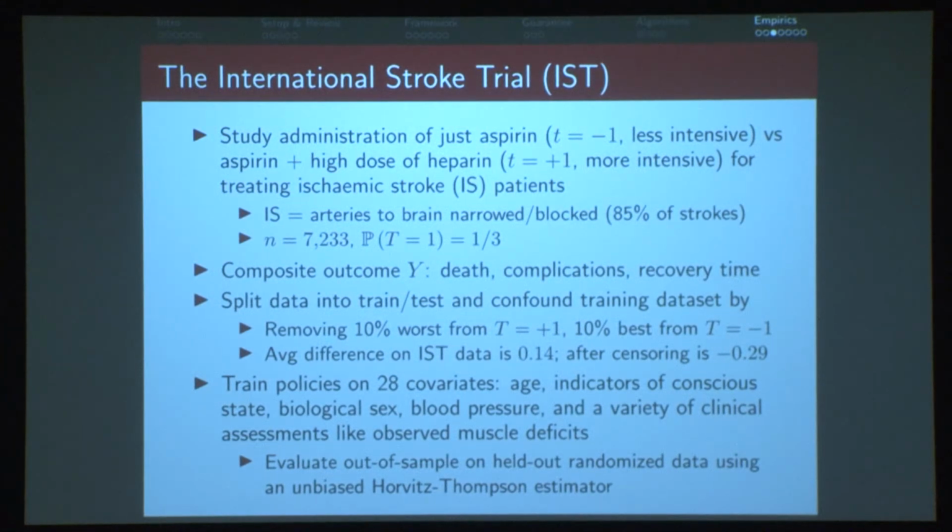OK, so on this training data, we're going to train a variety of policies. And these are going to use the following 28 covariates. These covariates are going to be based on age, indicators of conscious state, biological sex, blood pressure, and all sorts of assessments like, is there a facial muscle deficit in the patient? OK, so these are things noted by the physicians. Out of sample, we're going to use unbiased evaluation using the randomized data.